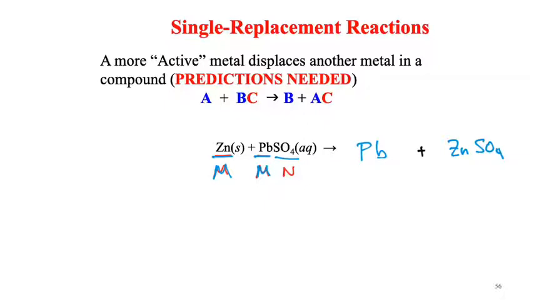First and foremost, phases. When dealing with the single replacements, this is going to be one of those cheats. We copy the phases that we had from the reactants, which means if lead is now by itself, its phase is just like zinc by itself. So lead's phase is solid. The zinc sulfate phase will be aqueous. How would we know the zinc sulfate was aqueous?